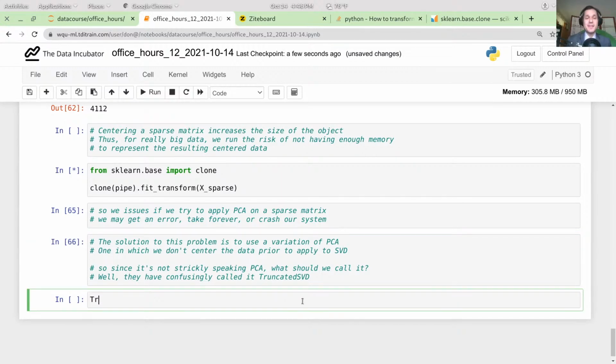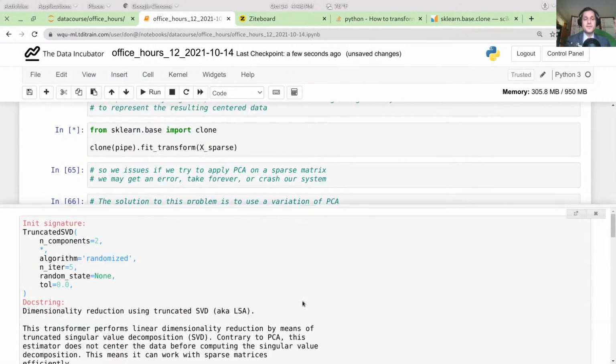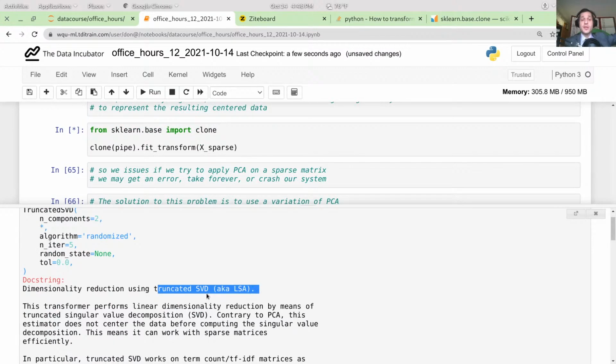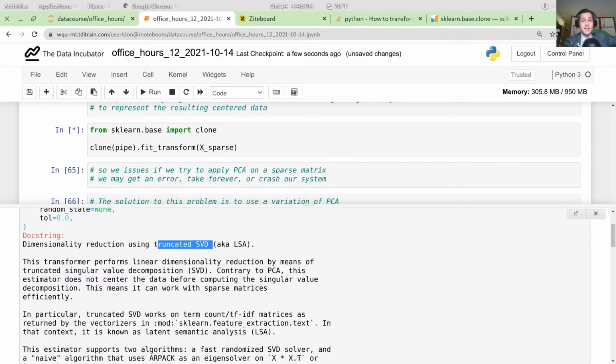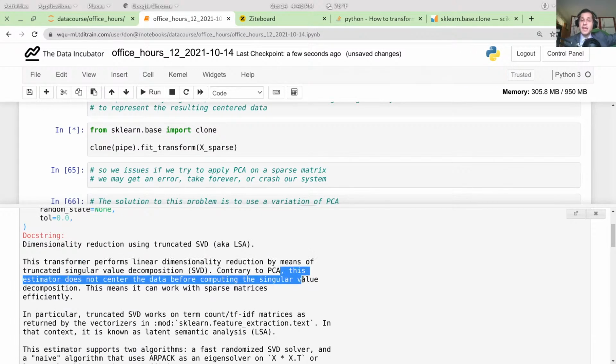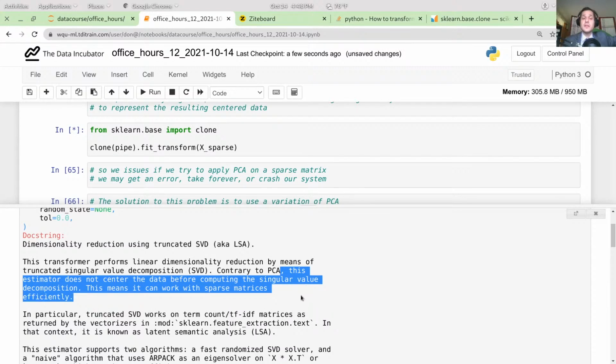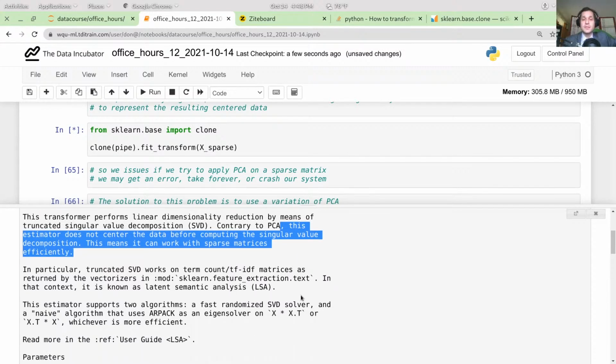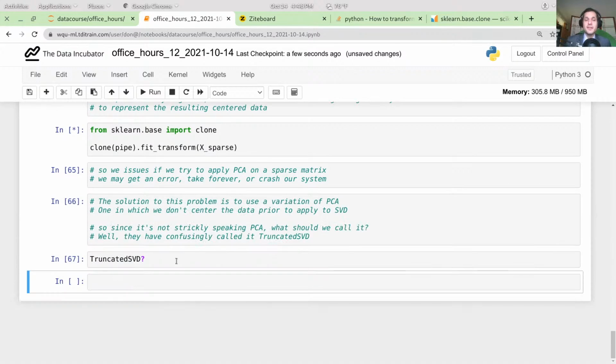So let's look at the documentation, right? Let's kind of prove it to ourselves. Dimensionality reduction using truncated SVD, aka LSA. This transformer performs linear dimensionality reduction by means of truncated singular value decomposition. Contrary to PCA, this estimator does not center data before computing the singular value decomposition. This means it can work with sparse matrices efficiently. All right. Good to hear.